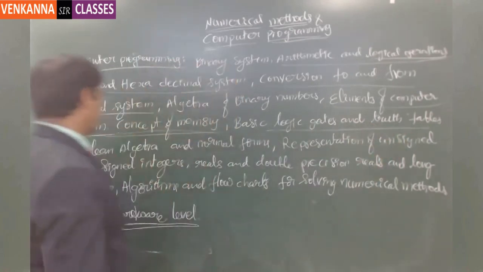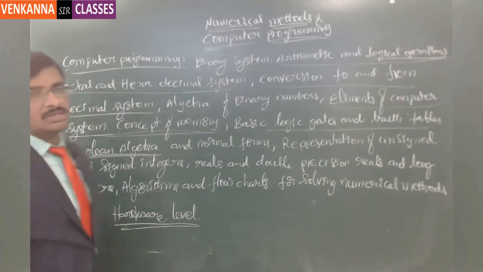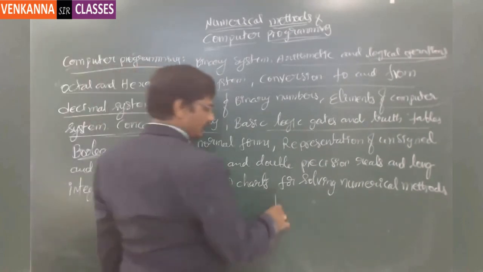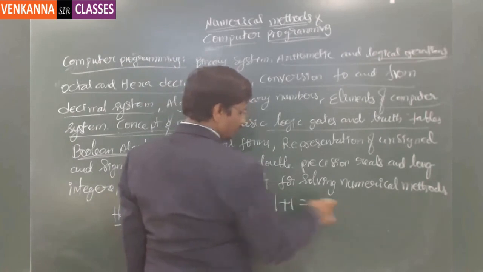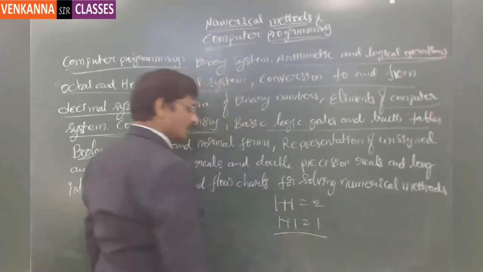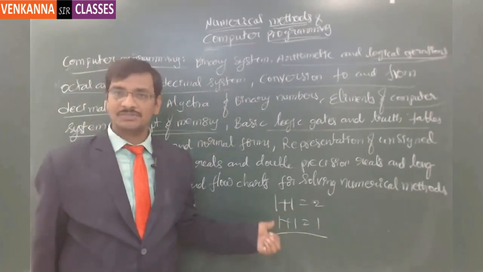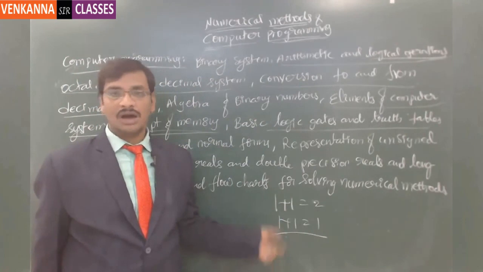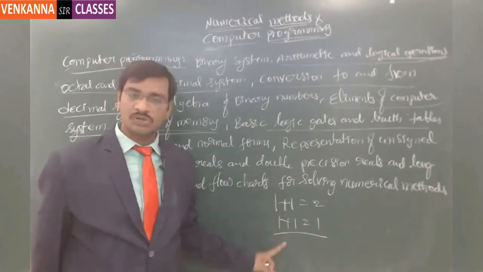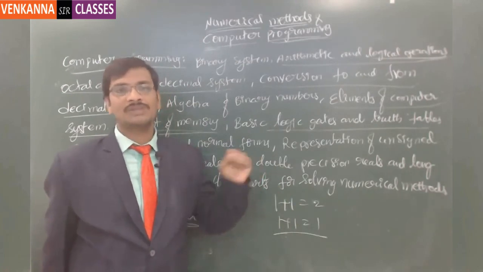And then Boolean algebra. This is a separate algebra. In our decimal algebra, 1 plus 1 is equal to 2, but in Boolean algebra, 1 plus 1 is equal to 1. So the definitions of addition, multiplication, subtraction and all those operations are redefined as part of Boolean algebra to deal with the binary number system for the application of logic gates.